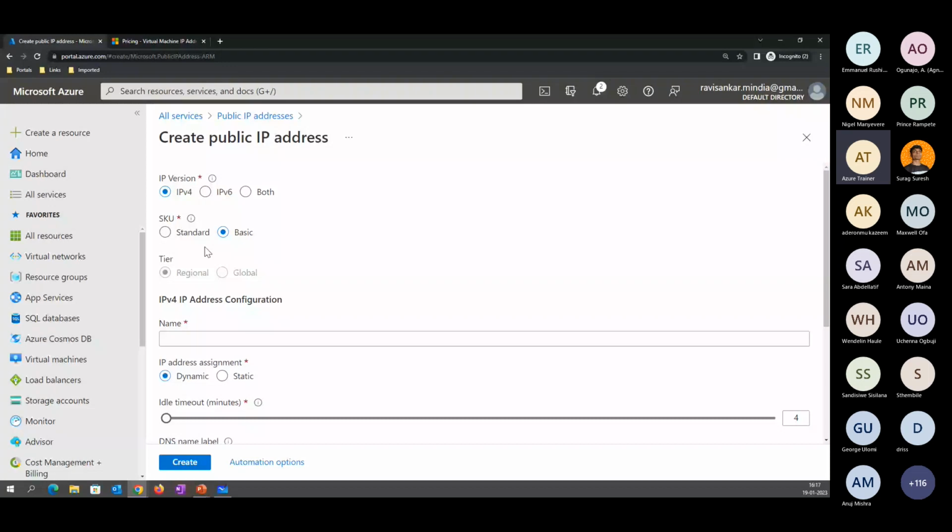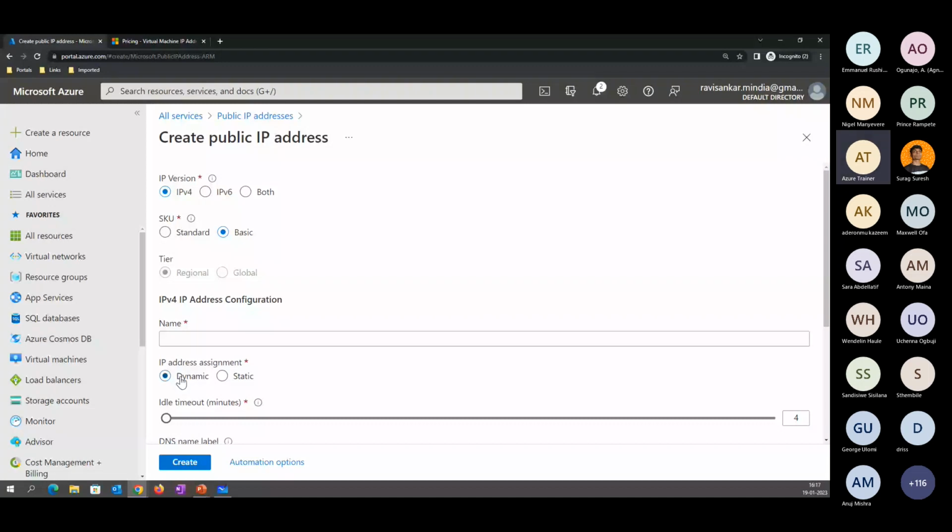If you take the standard mode, by default, a static IP address is assigned automatically. If you go with the basic mode, you have an option to configure a dynamic mode. In case your public IP address is configured in basic mode and dynamic mode, every time the VM is restarted, your IP will keep on changing. So that's an important point you need to remember.